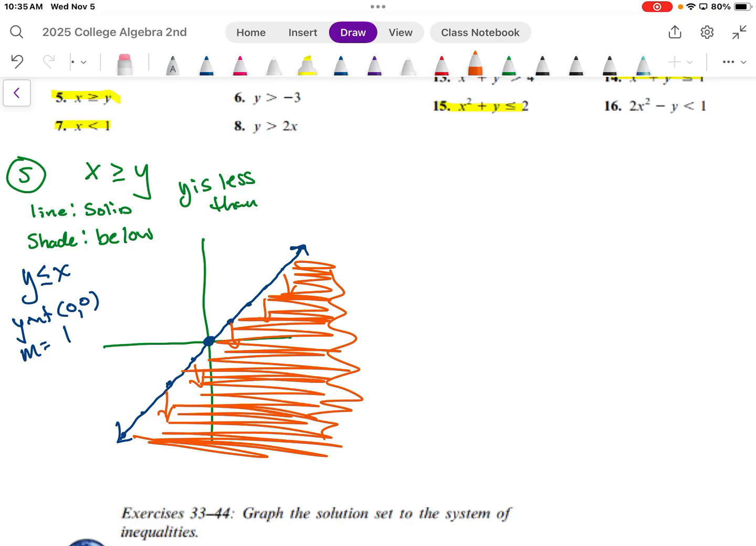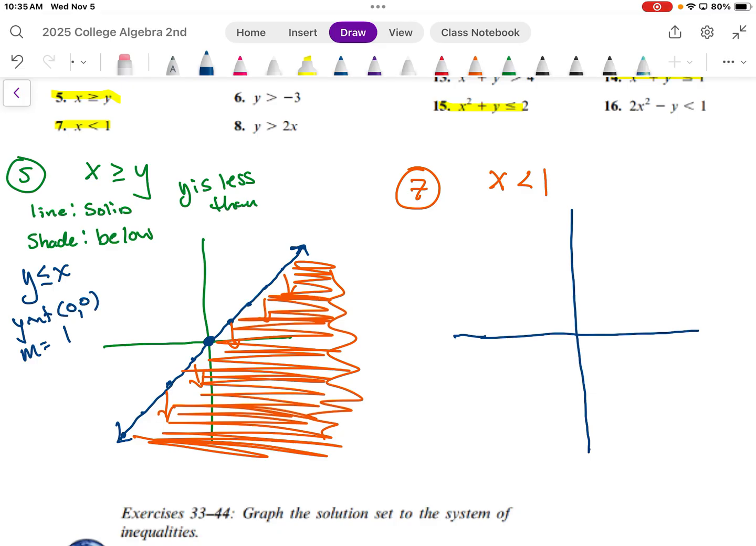Number 7. Number 7 says x is less than 1. All right, we'll go beach colors on this one. Blue axis, orange stuff. All right, x is less than 1. 1 is the y, right? No, there's no y there.